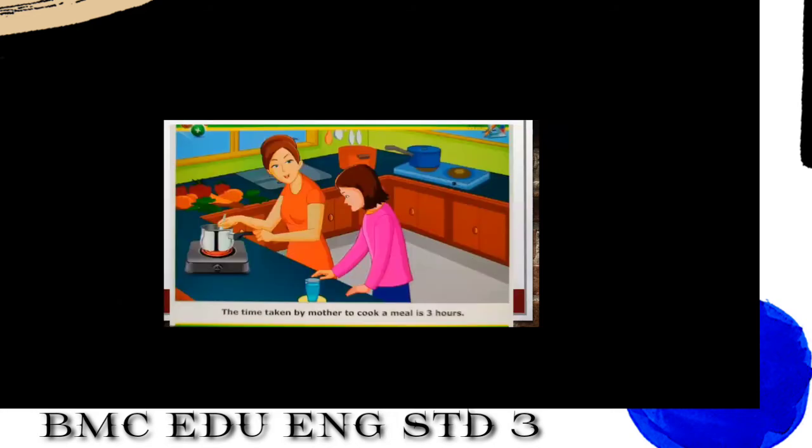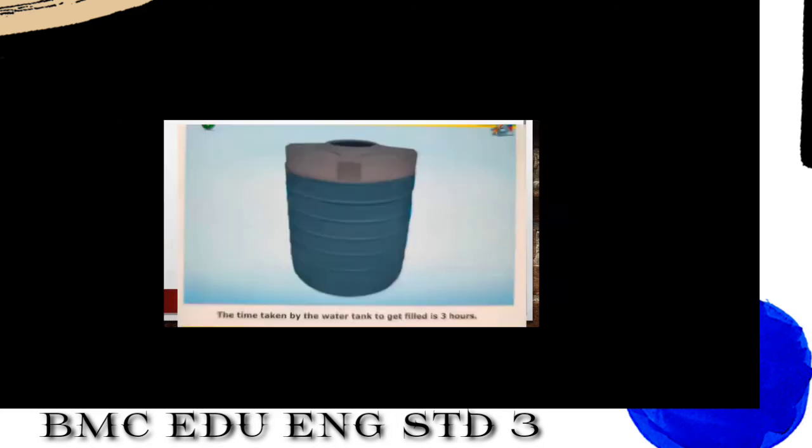Next. The time taken by mother to cook a meal, as your mother cooks food for you all. When she makes special food for you all, it takes almost 2 or 3 hours approximately to cook a meal. So the time taken by mother to cook a meal is 3 hours. Now this is a water tank. The time taken by the water tank to get filled is 3 hours. Now the tank is big, so it takes more hours. That is 2 to 3 hours approximately to fill this water tank.